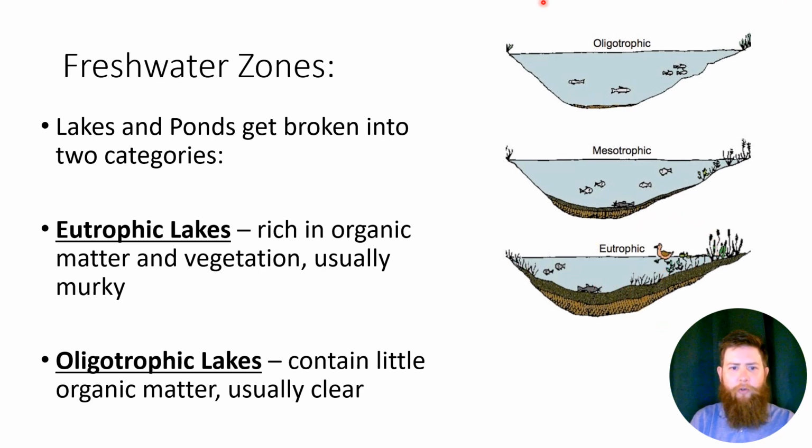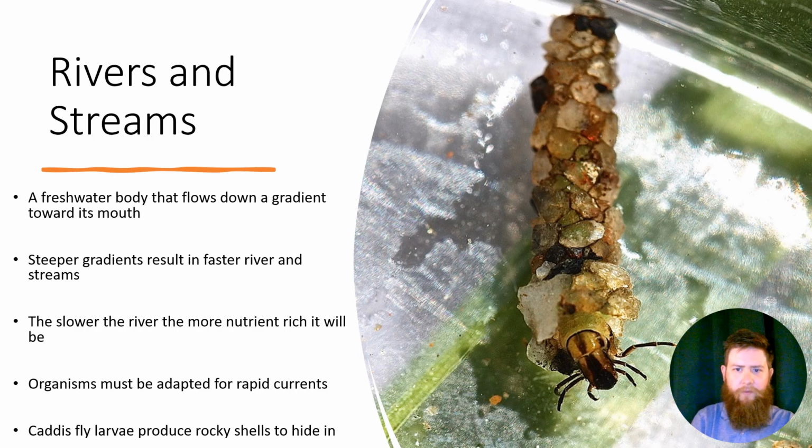And then you have oligotrophic, where it contains little organic matter and is usually clear. So these ones you can see there's less biodiversity. It's clearer water, but there's not as much algae or other kinds of producers growing here. So there's going to be less available food in oligotrophic versus eutrophic lakes and ponds.